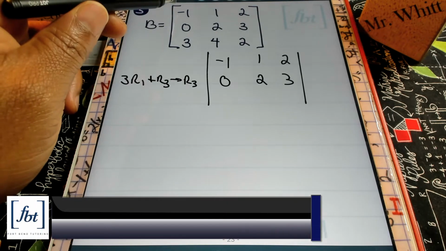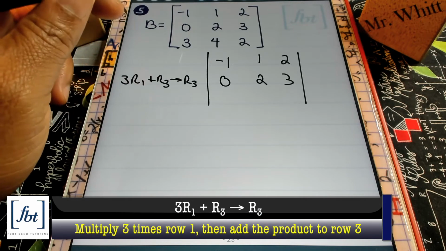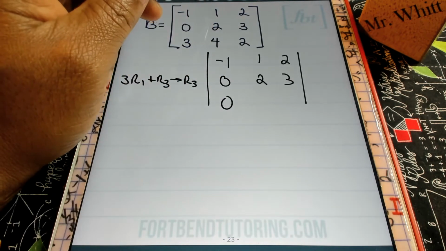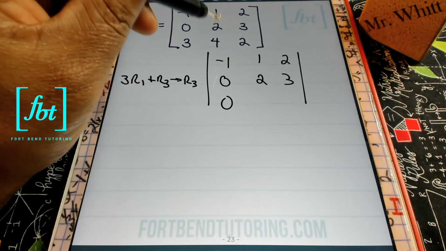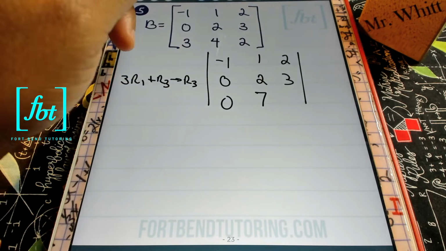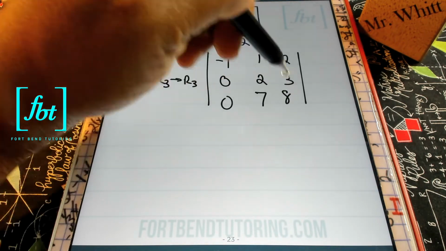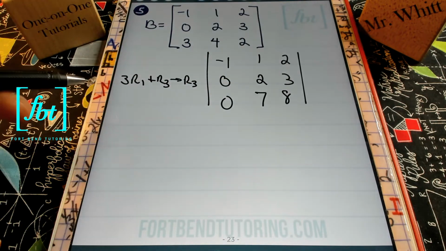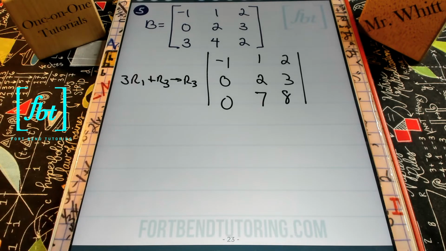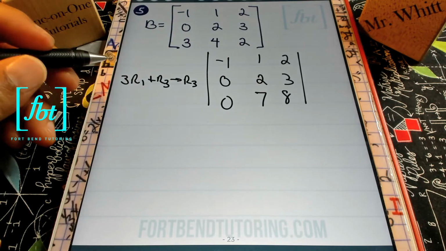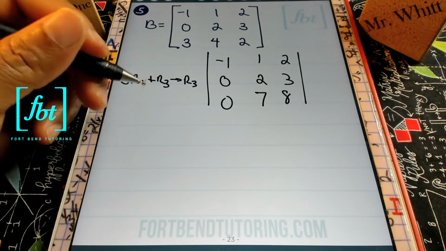3, I'll have 3 times -1 is -3. -3 plus 3 gives me 0. Then I'll have 3 times 1 is 3, 3 plus 4 is 7. Then I'll have 3 times 2 is 6, 6 plus 2 gives me a result of 8. Then next I'll want to get a 0 where the 7 is.